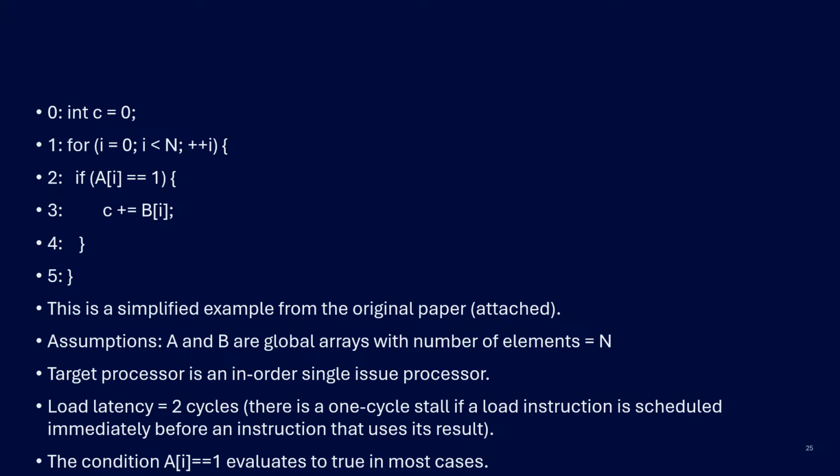There is a 1 cycle stall if a load instruction is scheduled immediately before an instruction that uses its result. And also that the condition, if A of I equals 1, evaluates to true in most cases. First, the first thing that I want us to do is to write a pseudo assembly code for this.